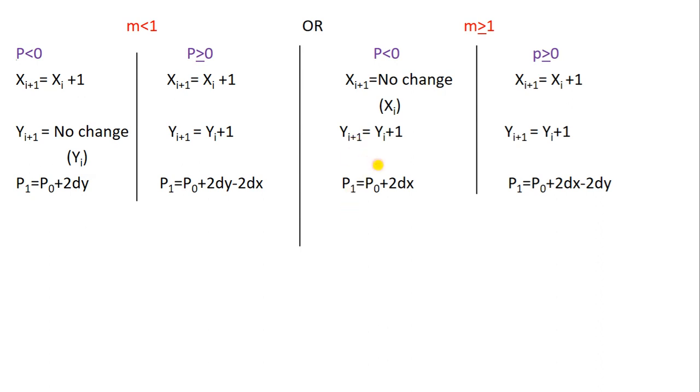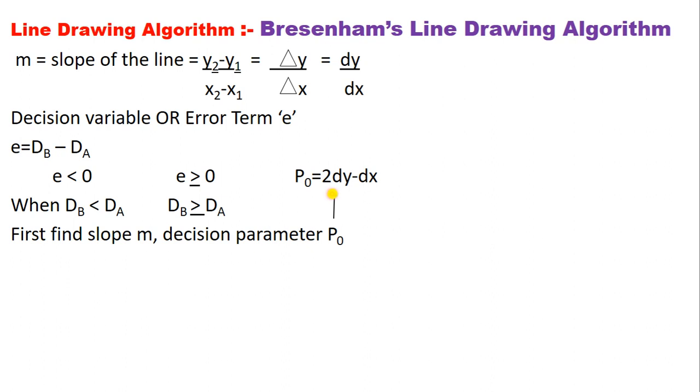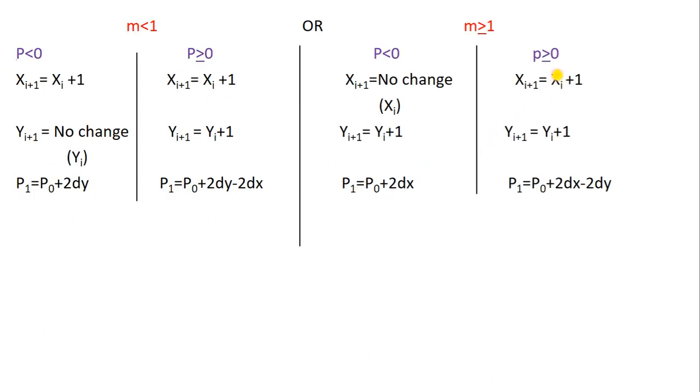After that we have to find out the decision parameter also. This is the decision parameter formula: p1 equal to p0 plus 2dx. If our decision parameter is greater than or equal to 0, then we should apply this case. This section we have to apply and we should ignore the other case. The xi and y values we already have, so no need to find them again. Now we have to find out the xi plus 1.